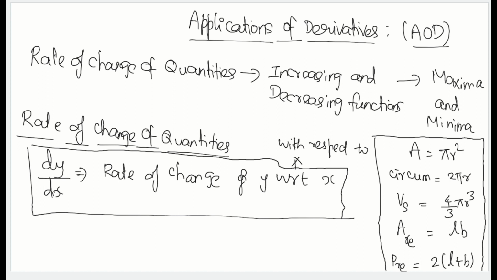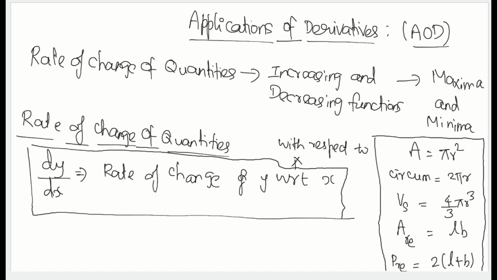This is a very simple chapter. This is just the applications of derivatives, as the name itself suggests. Here you have some important topics like rate of change of quantities, increasing and decreasing functions, and also maxima and minima. Rate of change of quantities is a very simple topic. It is just denoted by the symbol dy by dx. As you all know already, dy by dx means rate of change of y with respect to x.